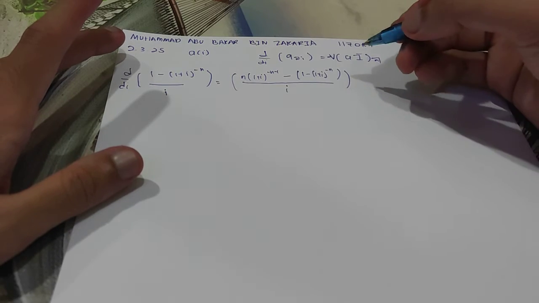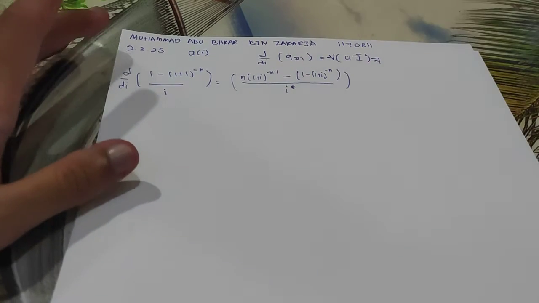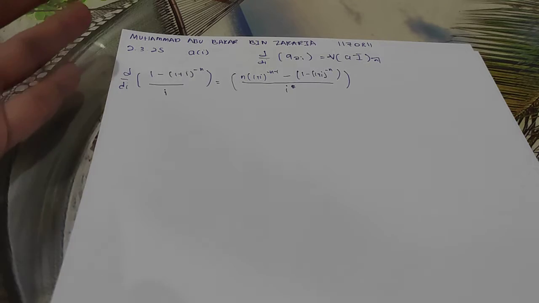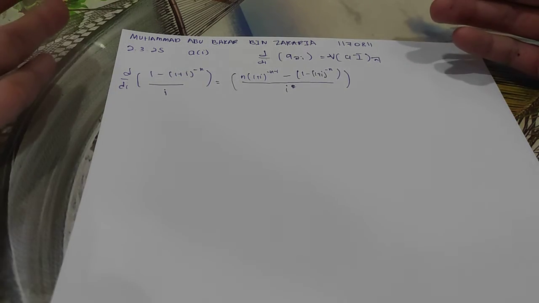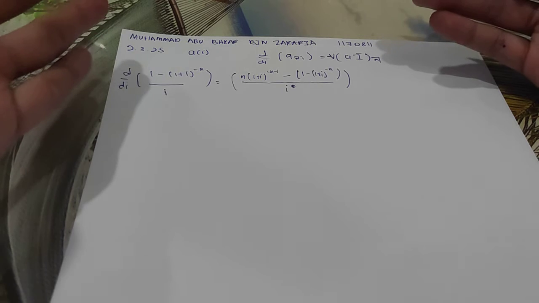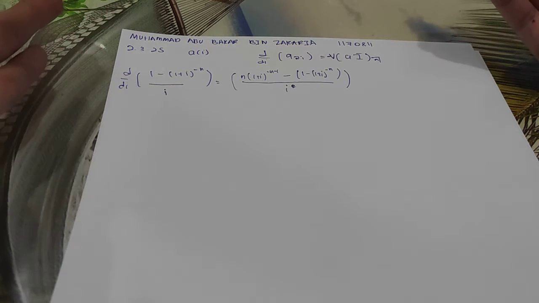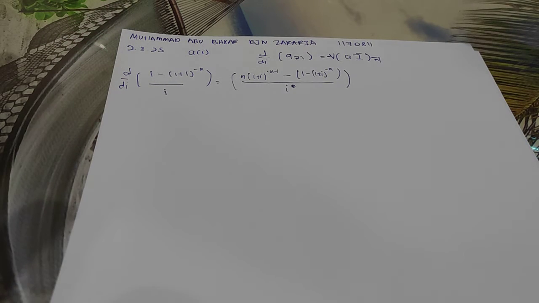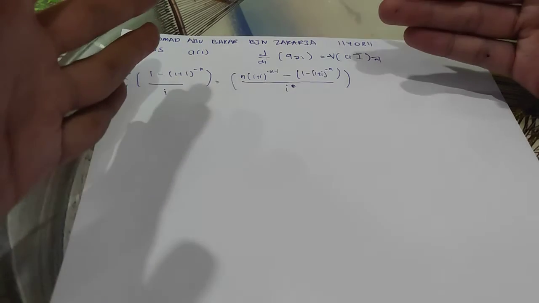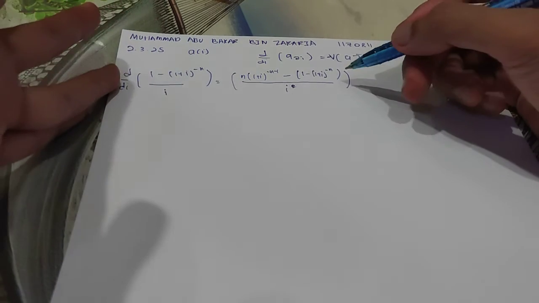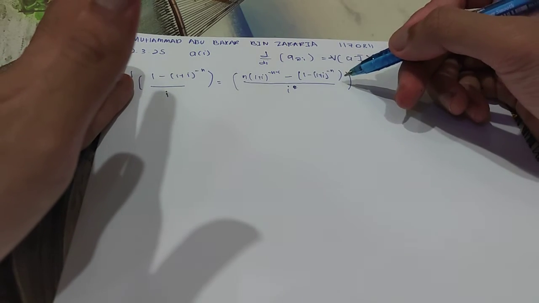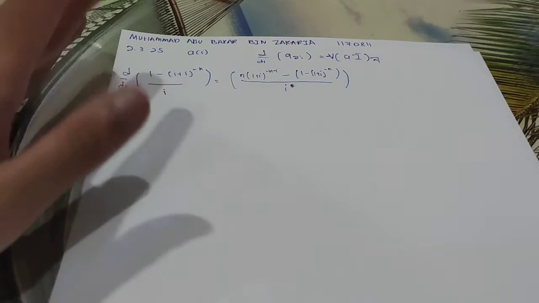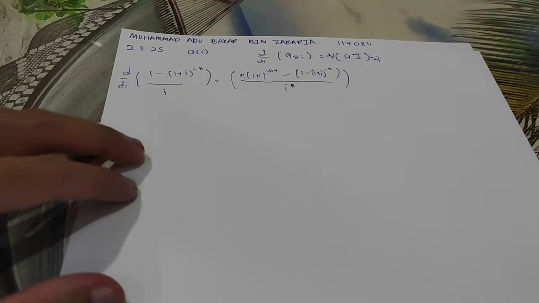After we solve the quotient rule and differentiate this equation, we get the derivative of the annuity-immediate with respect to i. This is not the final answer. We need to transform this equation to this, so to transform it we need algebra skill.